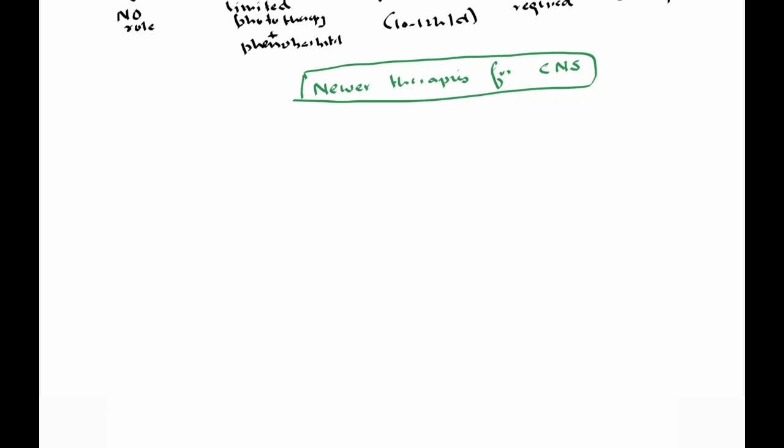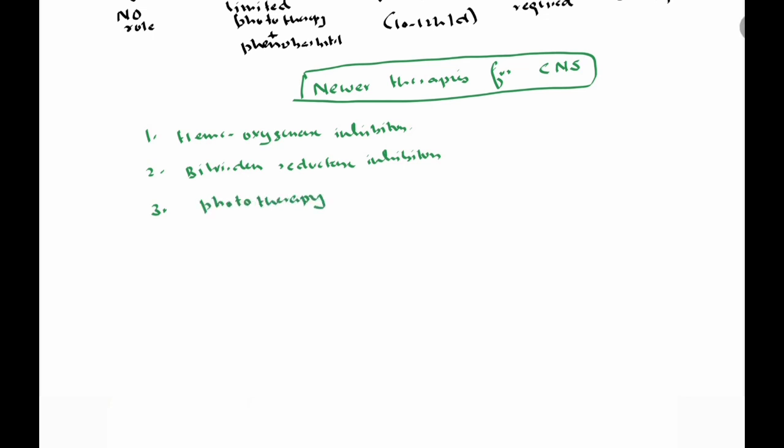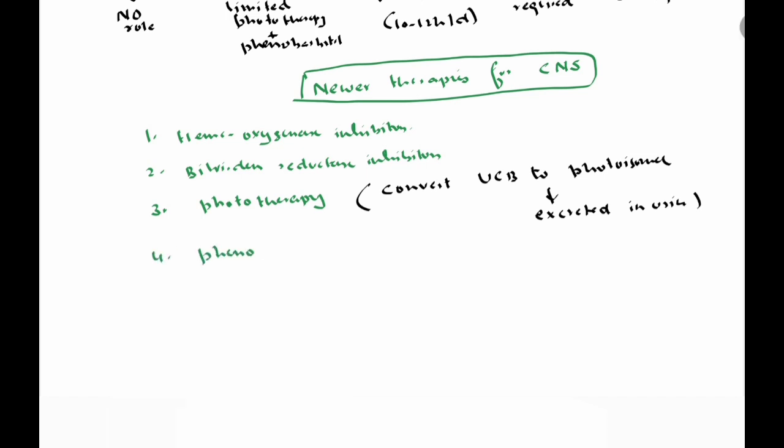In the newer therapies of Crigler-Najjar syndrome, we have heme oxygenase inhibitors, biliverdin reductase inhibitors, phototherapy, as I have already mentioned. With phototherapy, unconjugated bilirubin is converted to photoisomers which are water soluble and are thus excreted in urine. Phenobarbital is an enzyme inducer. It actually induces UGT1A1 activity.